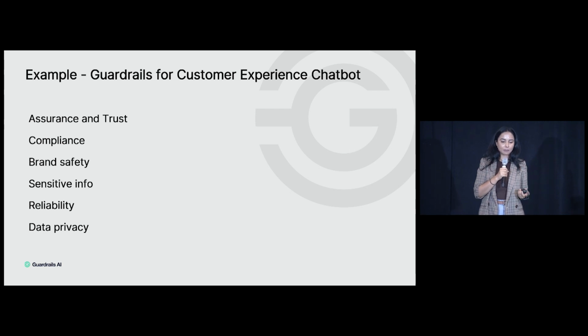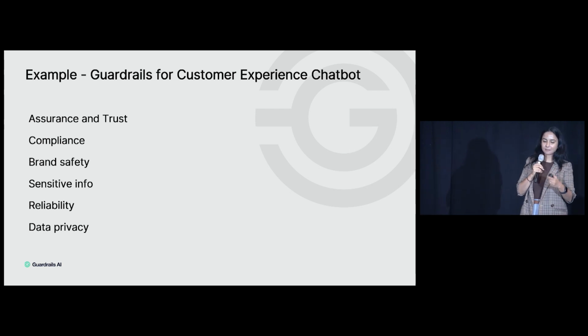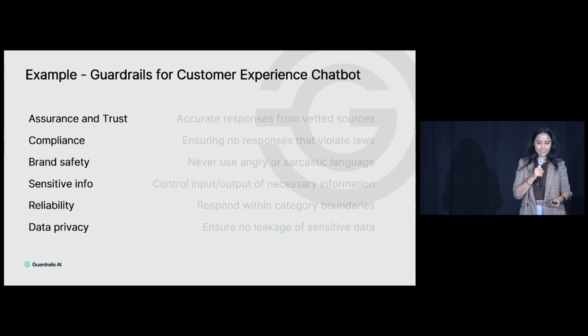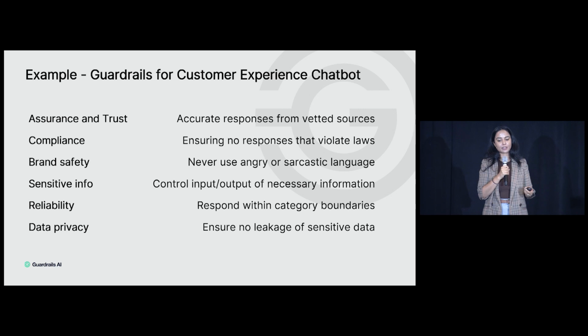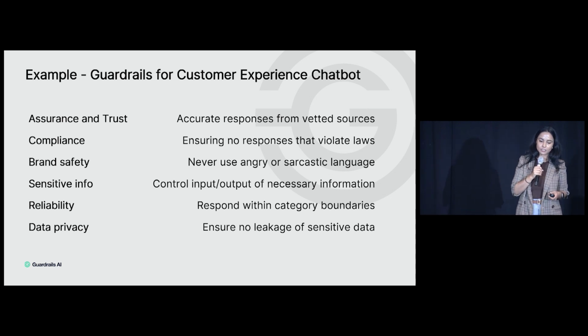Very quickly, examples of guardrails for customer support. They span all of these different axes around assurance and trust, compliance, brand safety, sensitive information, data privacy, etc. And some examples of what guardrails you might want to enforce. So making sure that no responses violate any laws, especially if you're in a compliance-heavy industry. Don't use any sarcastic or angry language. If you're doing something that's customer-facing, sensitive information, make sure any input-output has only necessary information, responding within category boundaries, no leakage of sensitive data, etc.